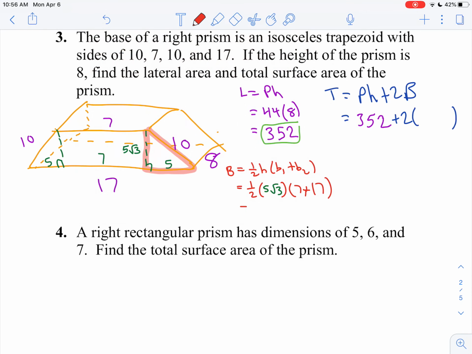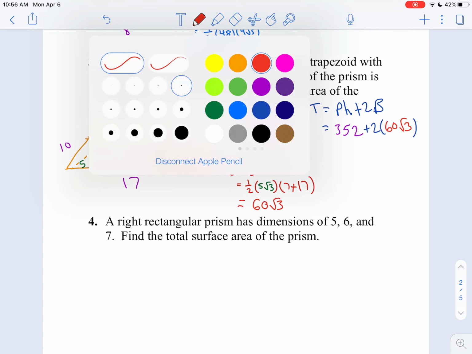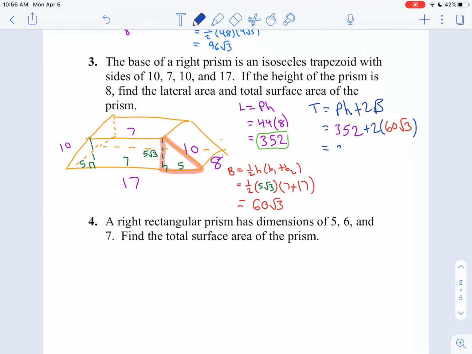Let's go back to the red and see what we get. 7 plus 17 is 24. Half of 24 is 12, and 12 times 5 is 60, with the root 3 still there. So now I'm going to go back up here with my 60 root 3, and I think I'll stay blue. 352 plus 120 root 3. Good times, everybody, good times.